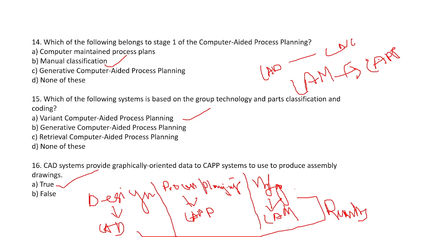So those are the basic surveys done by the companies, and the cost savings which were achieved through cost analysis. So this is the overview of computer aided process planning and its benefits.